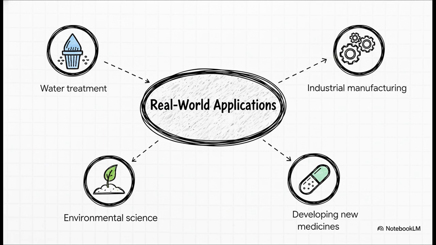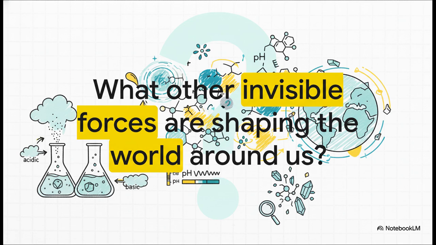Being able to control solubility is absolutely vital in the real world. We're talking about everything from purifying our drinking water and manufacturing countless products, to cleaning up environmental spills, and even designing the medicines that have to work inside our bodies. And that kind of leaves us with one final thought. We just saw how an invisible property like pH can have a very, very visible effect, making a solid appear from thin air or vanish completely. It just makes you wonder, what other powerful, invisible forces of chemistry are constantly at play, shaping the world we see every single day?